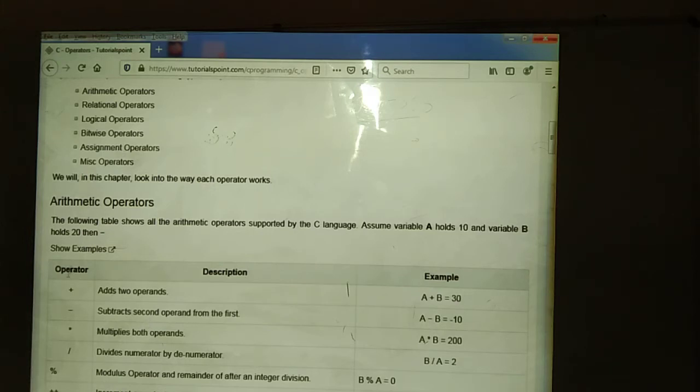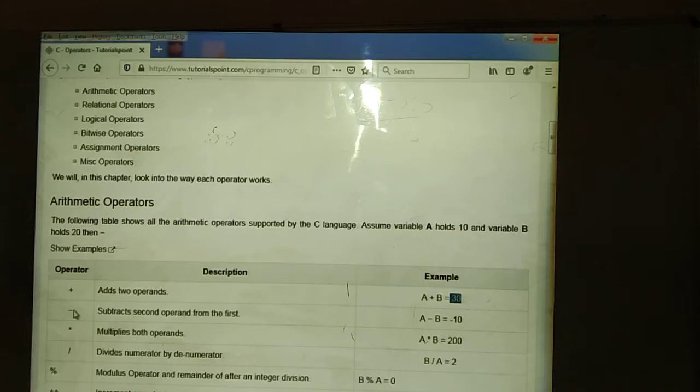First symbol is the addition symbol. It adds the two operands. A and B are the two operands. A plus B equals how much? A is holding 10, B is holding 20, so the result will be 30.